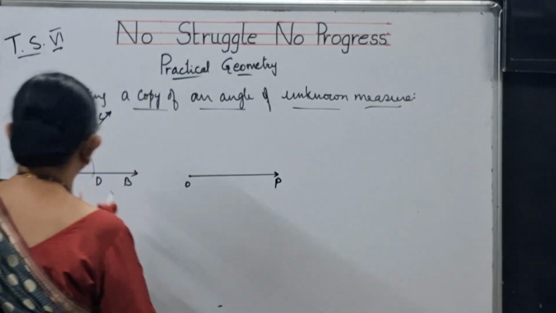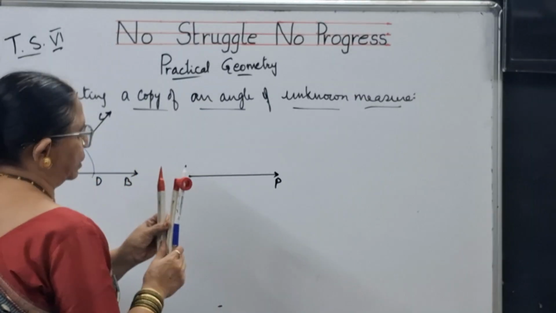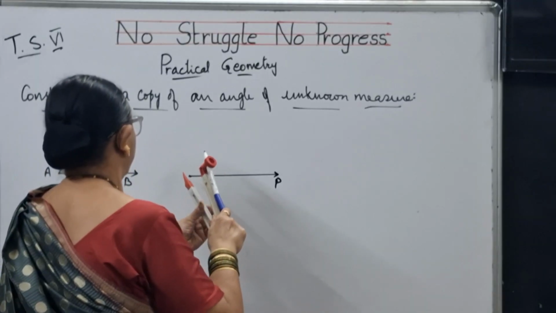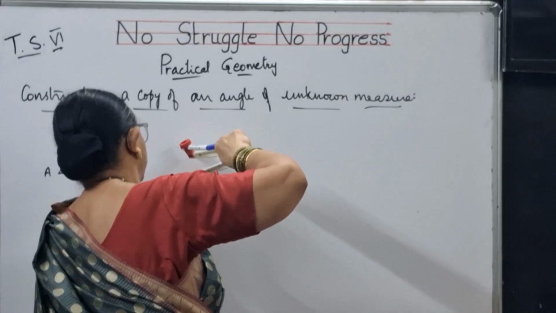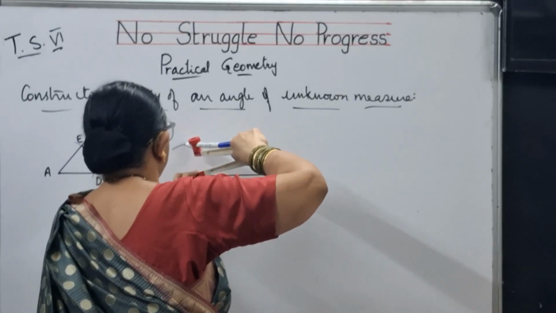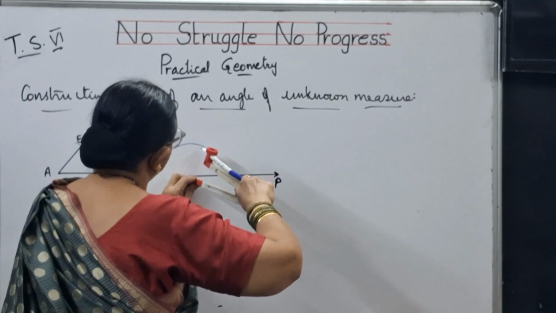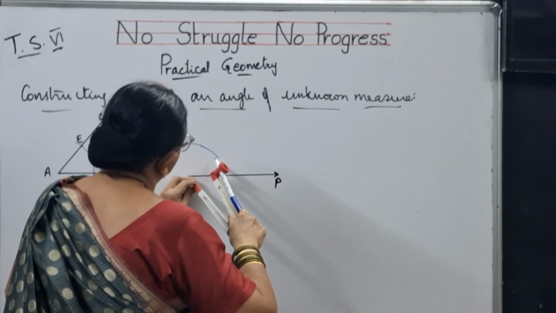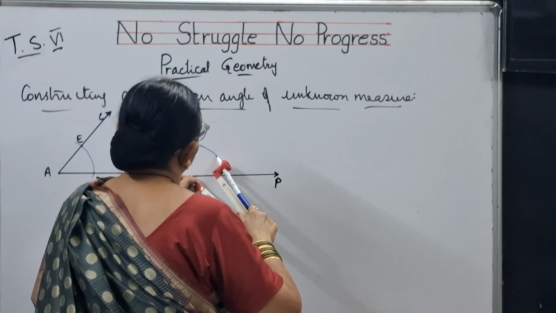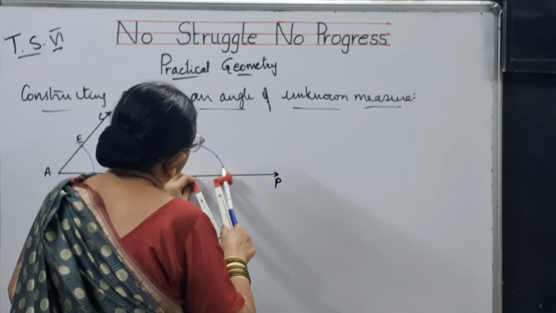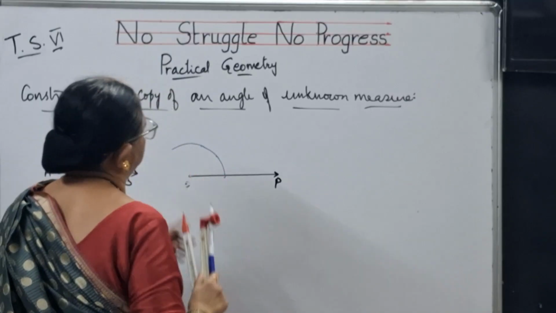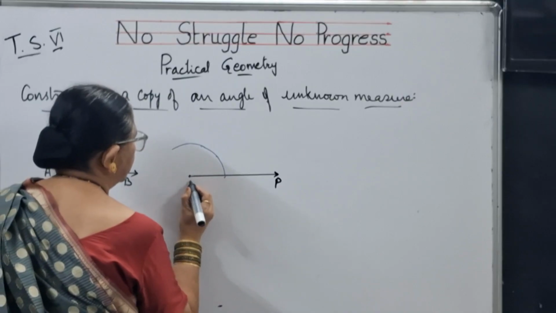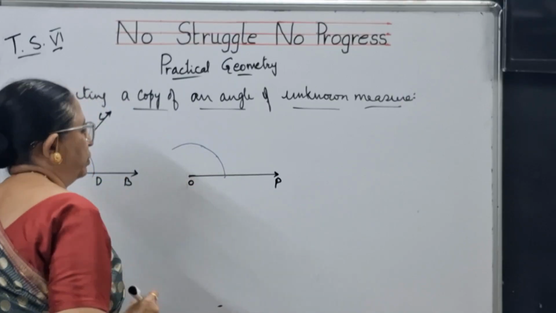Now, without changing this measure, the compass you should not change, with O as a center, you have to draw an arc like this, in this way. The arc should touch the ray at one point. It is actually a slippery whiteboard, so follow the procedure, children.